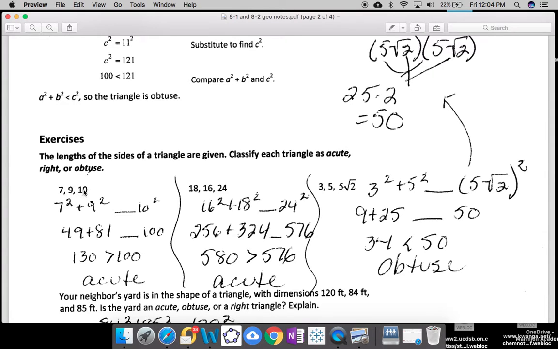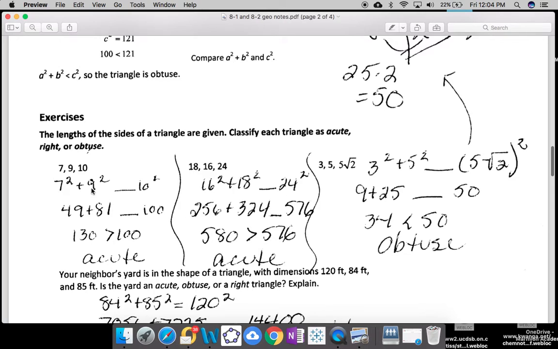I've got 7, 9, and 10. What kind of triangle is it? I take the two smaller sides and I square them, and I compare it to the longer side squared, and I find that 130 is greater than 100. Since the square of the legs is bigger, it is an acute triangle. And if it helps, you can get out a ruler and make a triangle with sides of 7, 9, and 10 to help you visualize this.